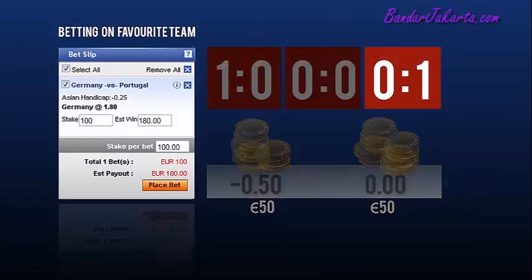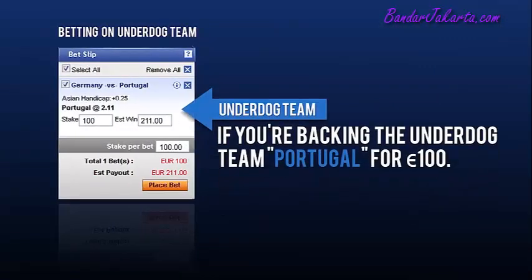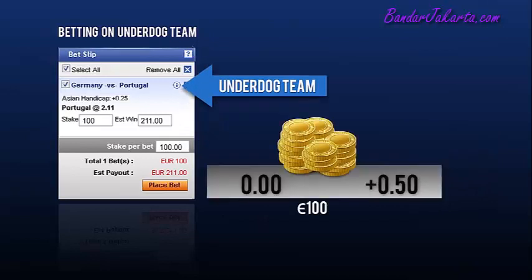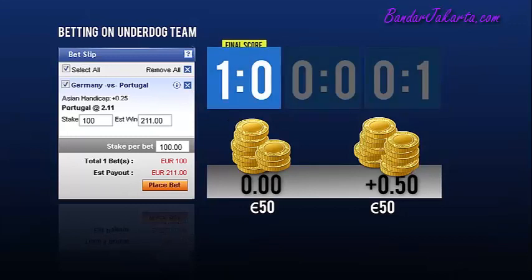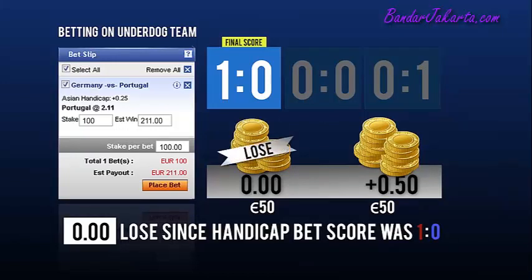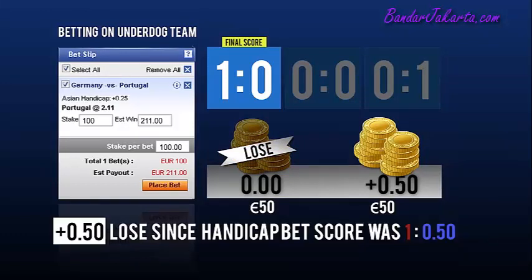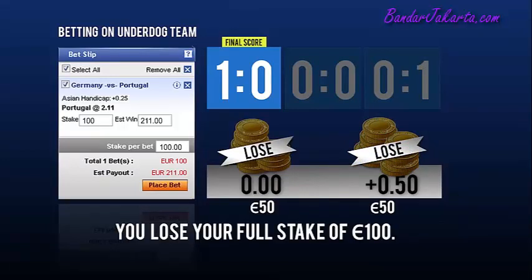Let's reverse the role and place a bet on the underdog. Betting with €100 at odds of 2.11 on a 0.25 handicap will result in your bet being split on a draw handicap and a 0.5 goal advantage. If the final score ends with 1-0 in favour of Germany, you will lose the first bet with a handicap score of 1-0. You will also lose the second bet with a handicap score of 1 against 0.5, which means you will lose the full amount of €100.